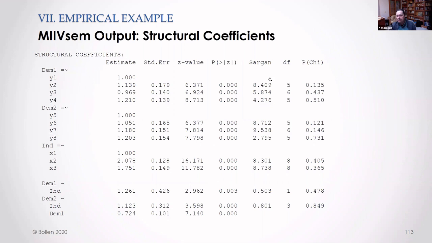But here's what's different. With the MIV two-stage least squares, we get a chi-square fit for every equation. So we can see how each equation fits. And we did find with that maximum likelihood that we had a good fitting model overall. This good fit of the model is reinforced by the fact that none of these Sargan test statistics are statistically significant. So the model implied instrumental variables that were suggested by the model seem to work out. There's no evidence to contradict them.